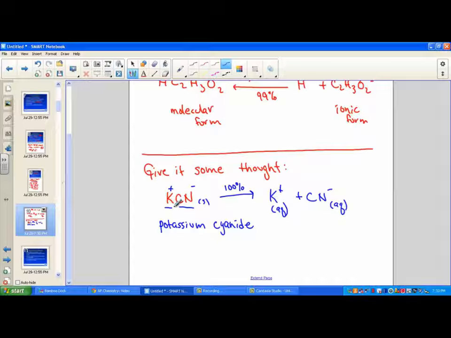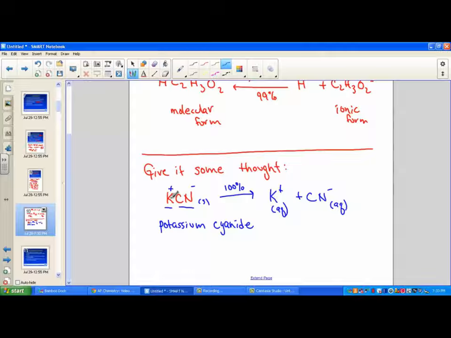Without the water, potassium cyanide is a white solid salt. When dissolved into water, it indeed dissolves and 100% separates into their ions. So what are the species present? Well, the species are potassium ions and cyanide ions.